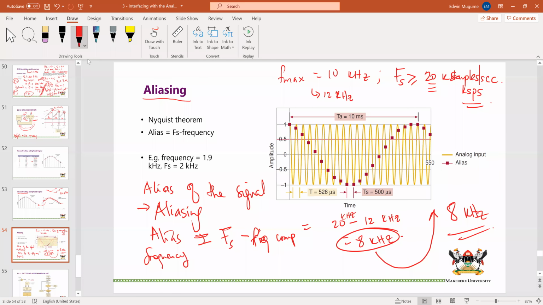So in this case, the component above the maximum frequency is 12 kilohertz, and the sampling frequency is 20 kilohertz. And so we take the difference and find that actually this alias will be found at 12 kilohertz.